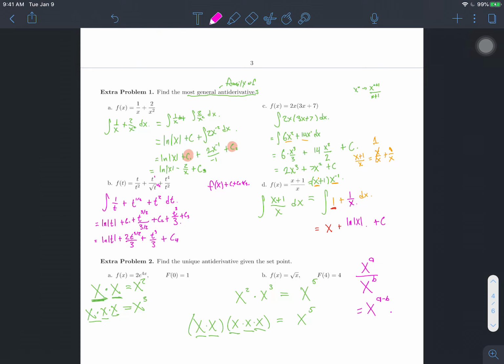How did you get t to the 3/2? Oh, you just added one. Yeah, so that was when Ashlyn was saying, if we take 1/2 and add 1, we get 1 1/2. I just wrote it as 3/2. Okay, thank you. Yep, no problem.